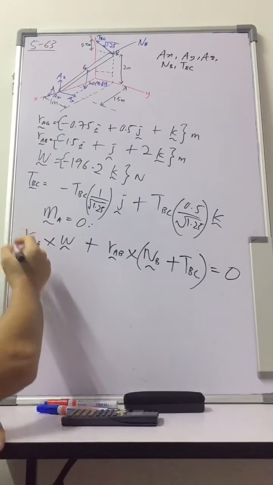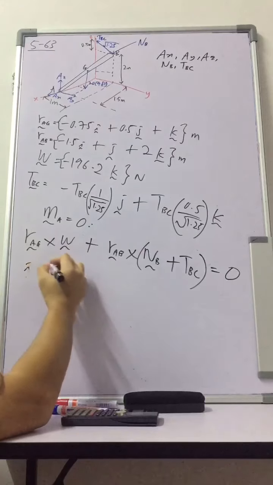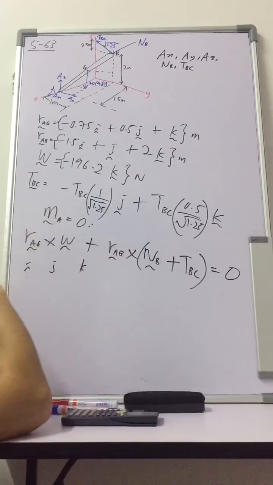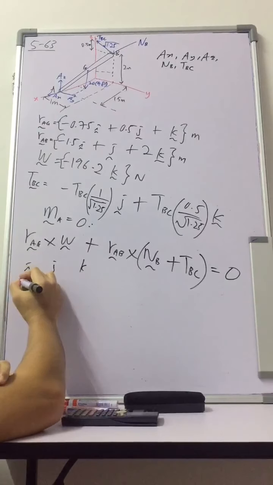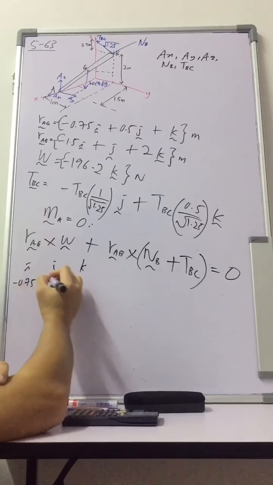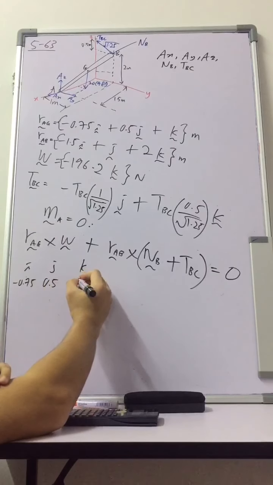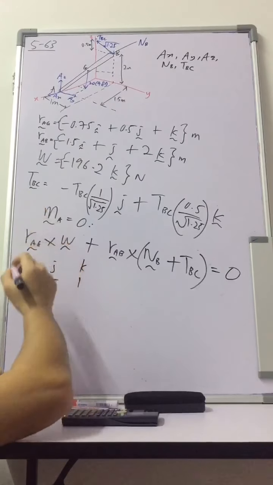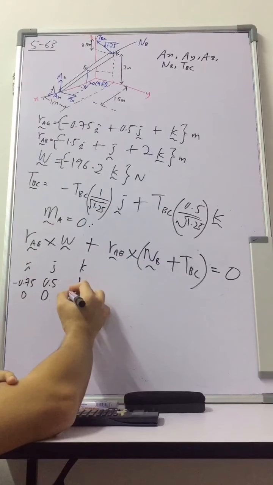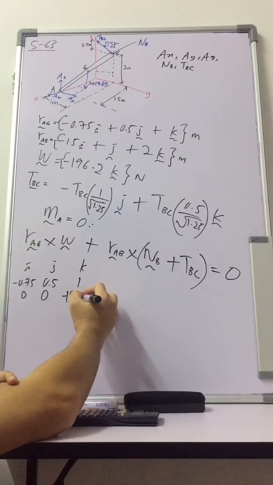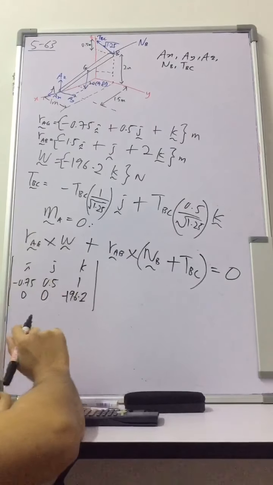cross product? So RAG cross W. So RAG is, okay, when we do cross I, J and K, X, Y and Z component. Again, this is math, okay? Go back to that. RAG is, the X component is minus 0.75. The J component is, what? 0.5. The K component is 1, isn't it? And then W, the X component is 0, the Y component is 0, the Z component is minus 196.2. Right? This is RAG cross W, right?